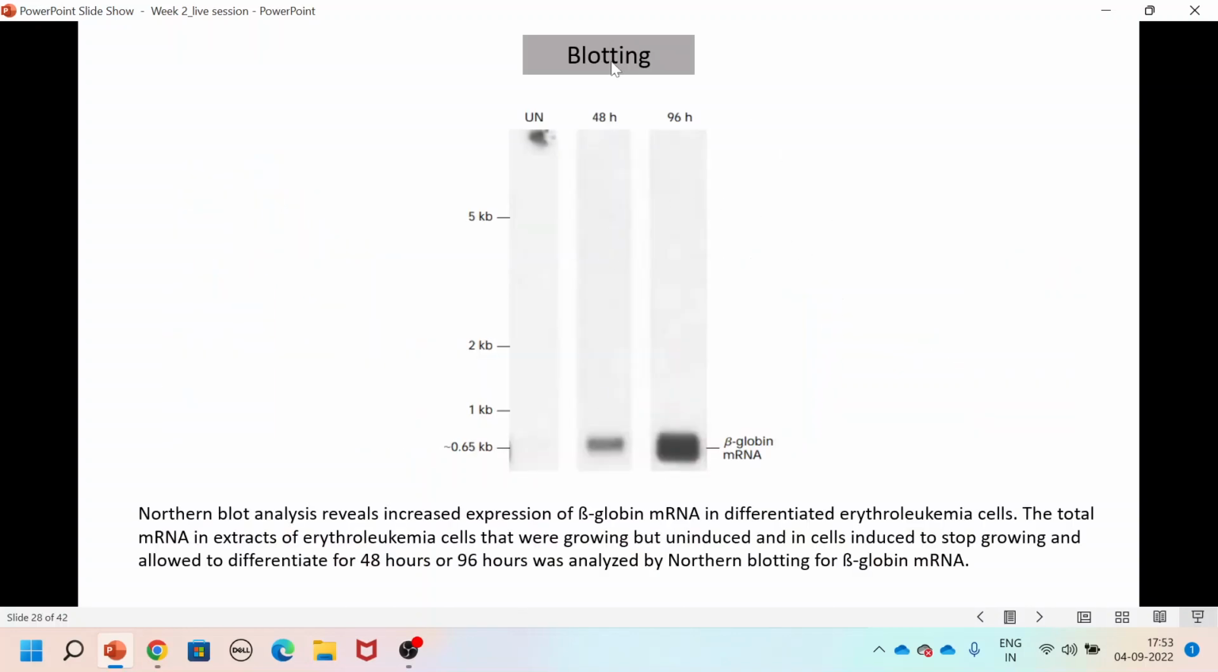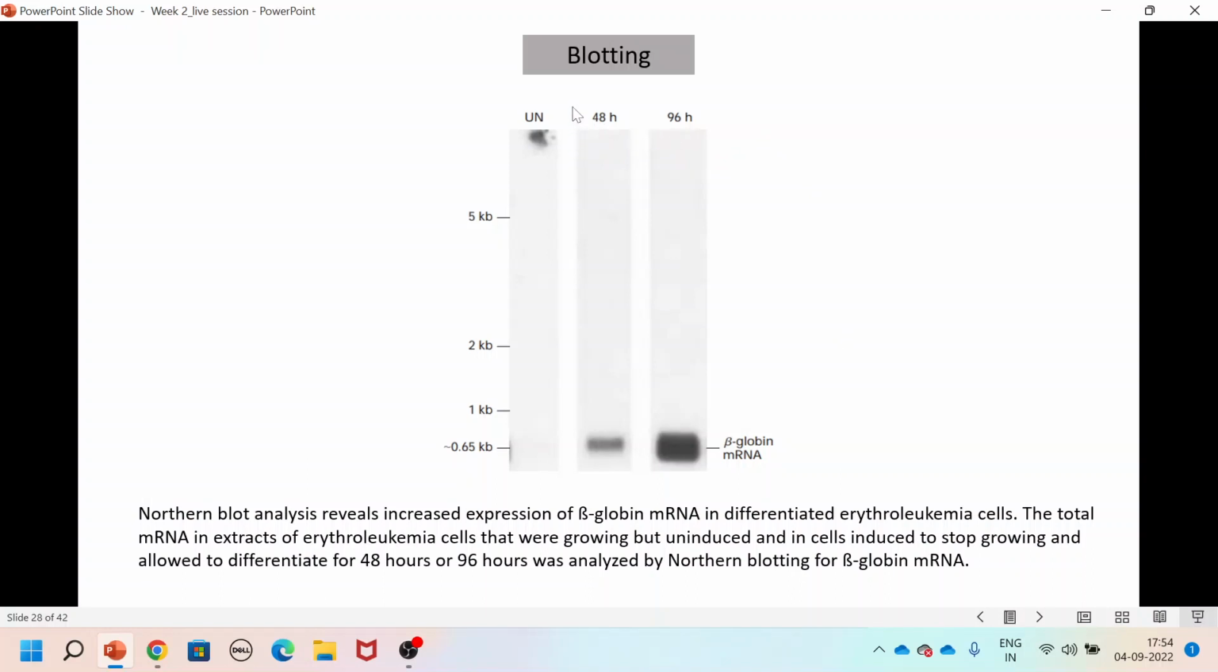So this is an example of the northern blotting process, where we have three different cells, in which one is uninduced and the others are induced for the differentiation, and we have checked the expression of the beta globin mRNA in differentiated erythroleukemia cells at time points of 48 hours and 96 hours.